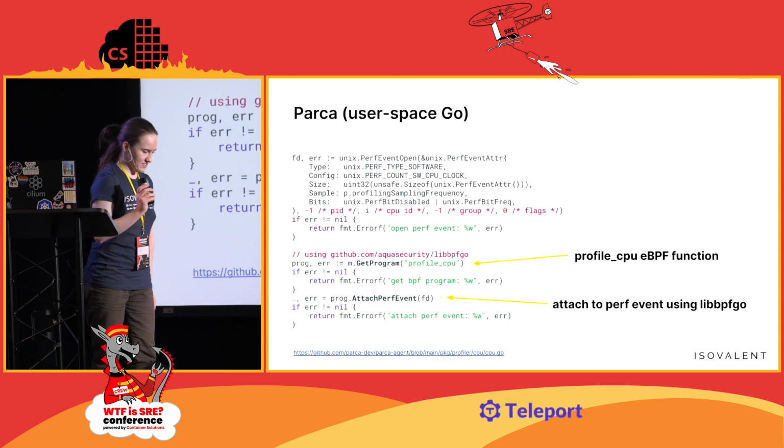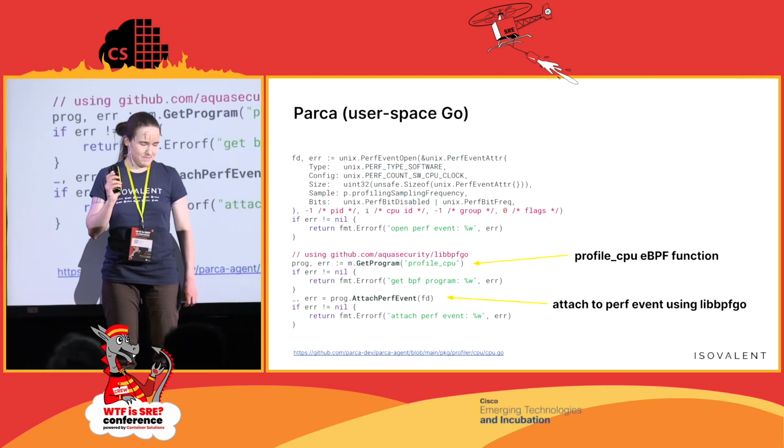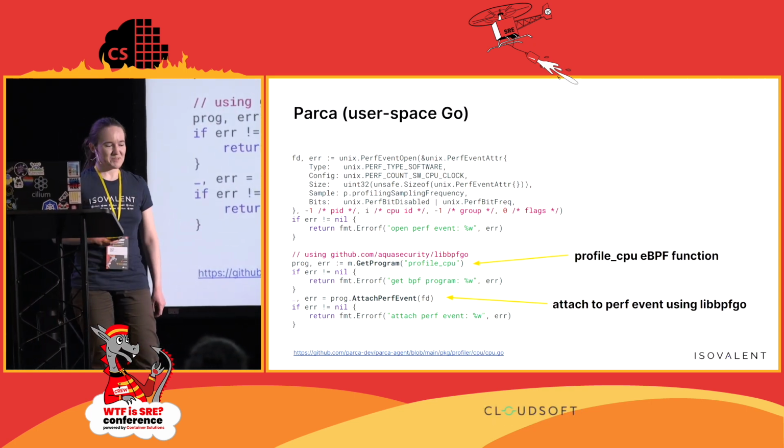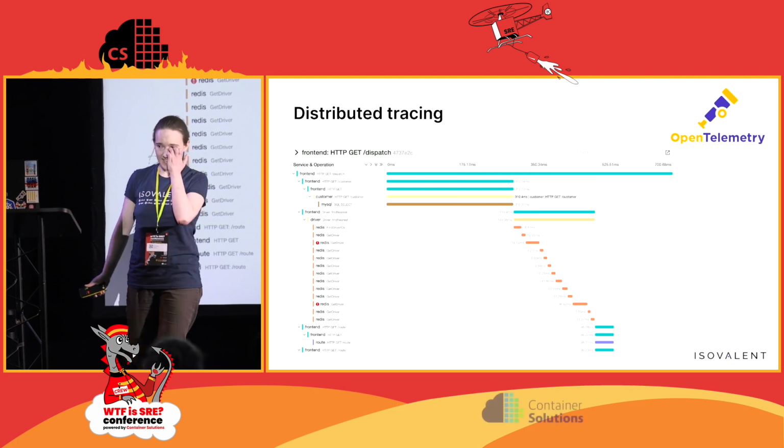Now, another thing that is a kind of hot topic in the observability space is distributed tracing.